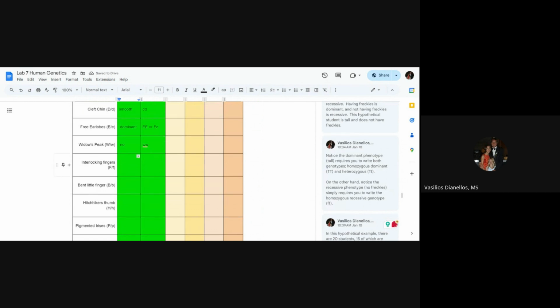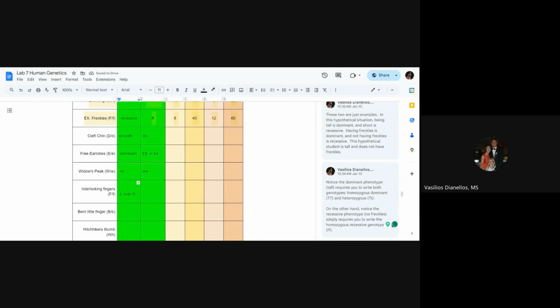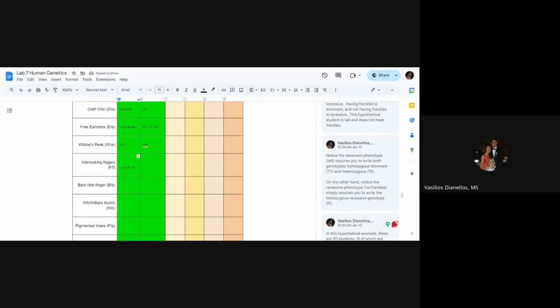Interlocking fingers. When you put your hands together naturally, does your left thumb go over your right or vice versa? My left goes over the right. Okay, I'm going to put left over right. Why not? L over R. Makes sense to me. And that's the dominant. I happen to remember that's dominant. So again, you could be big F, homozygous dominant, or you could be heterozygous.